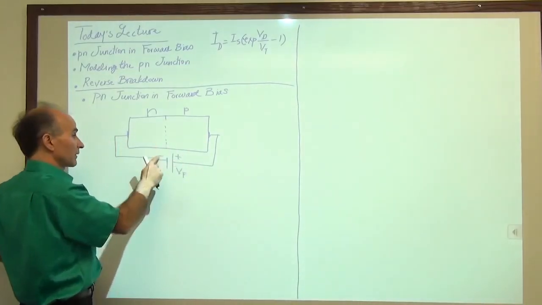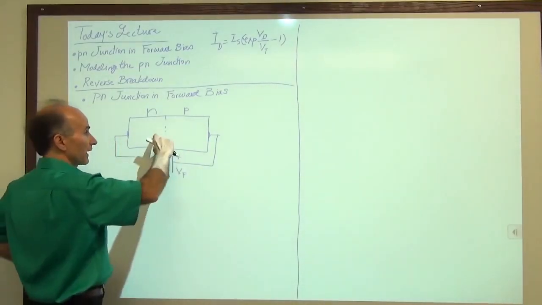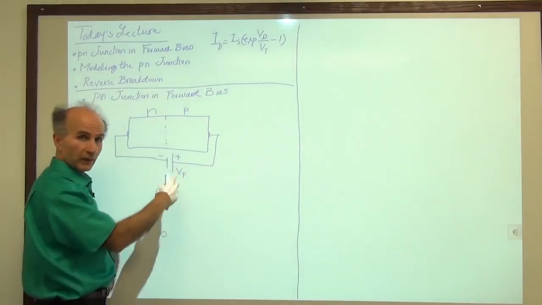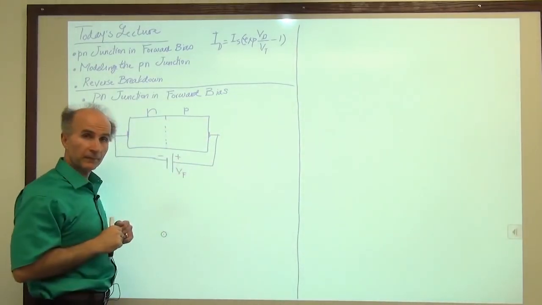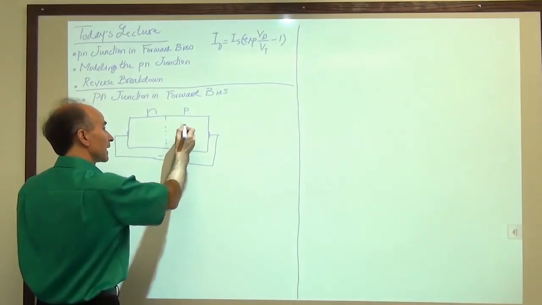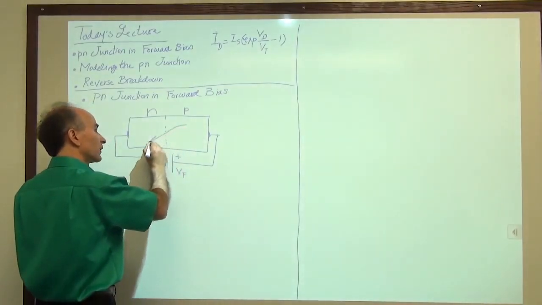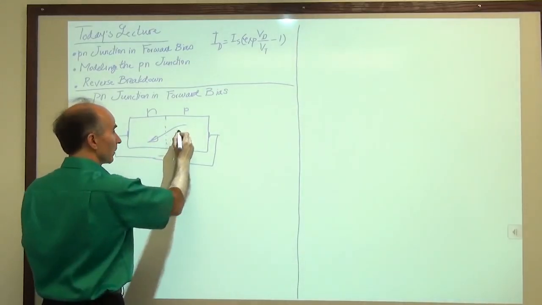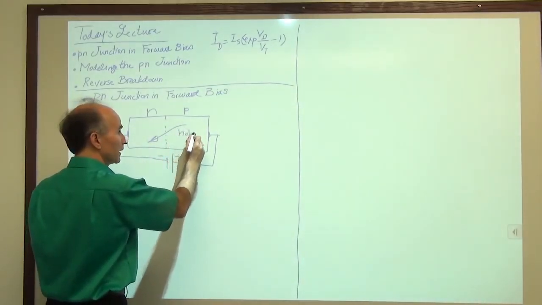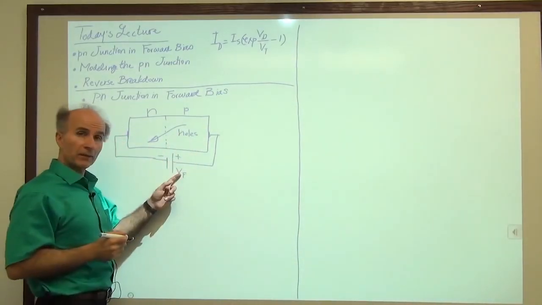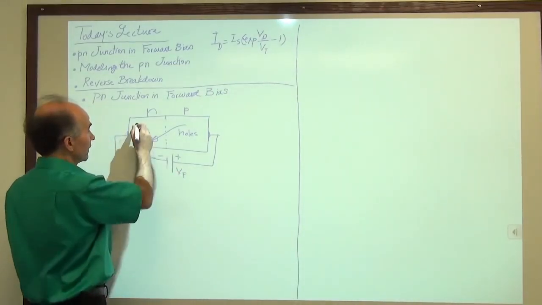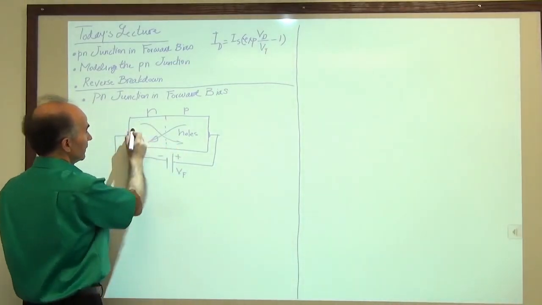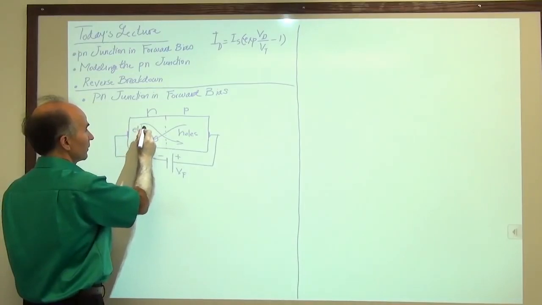So we can say the electrons are pushed away from here, or they are attracted by the P side, by the plus side of the VF. In any case, what we see is that we begin to have a current of holes from right to left. So holes are flowing here because they are pushed away by the battery. And similarly, electrons flow this way because, again, they are pushed away by the battery.